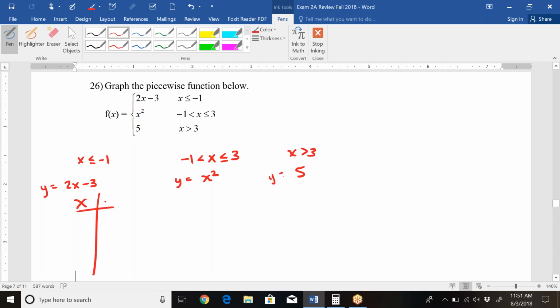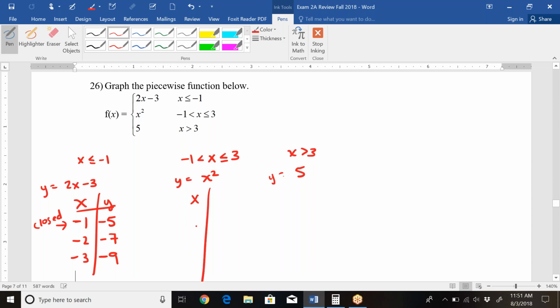So for less than or equal to -1, we do need our endpoint, so -1, and then less than or equal to that. So -2, -3, noting that this is closed because of the equal to. So -1 would be -2 minus 3, that's -5. -4 minus 3 is -7, and then -6 minus 3 is -9.